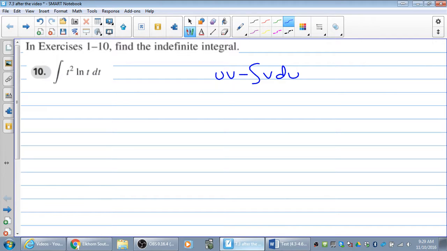We have to pick a function that we can take the derivative of, and the other function we have to take the integral of. Well, we know what the derivative of natural log of t is very quickly. It's 1 over t. But we could find the integral of natural log of t, I suppose, but we don't know it quickly.